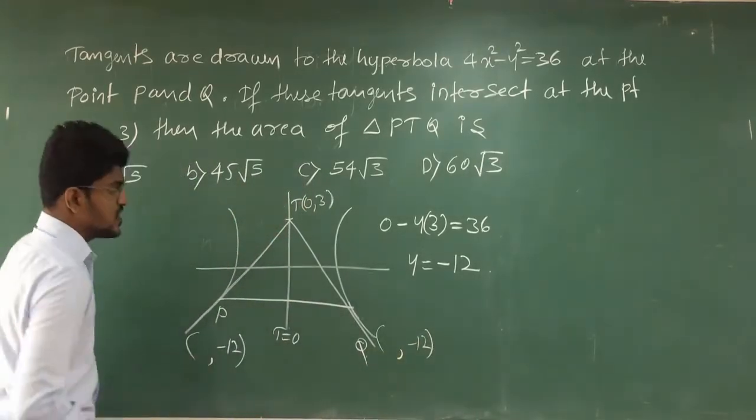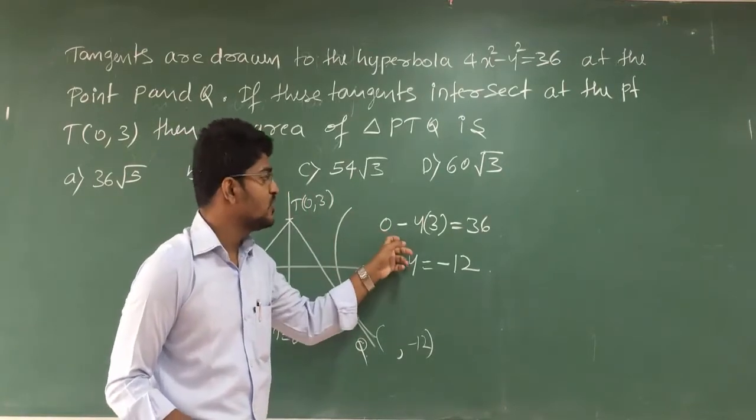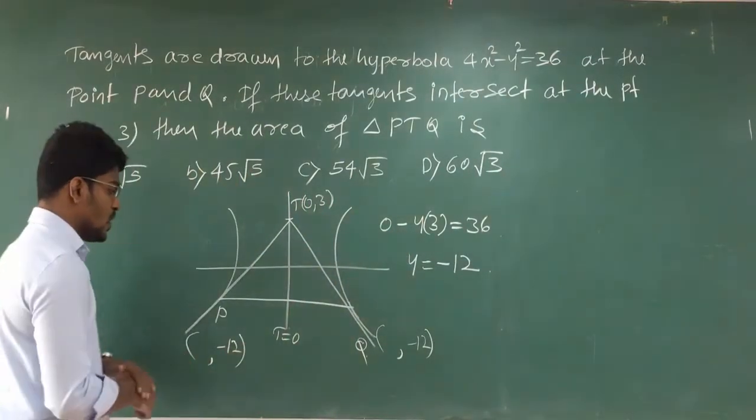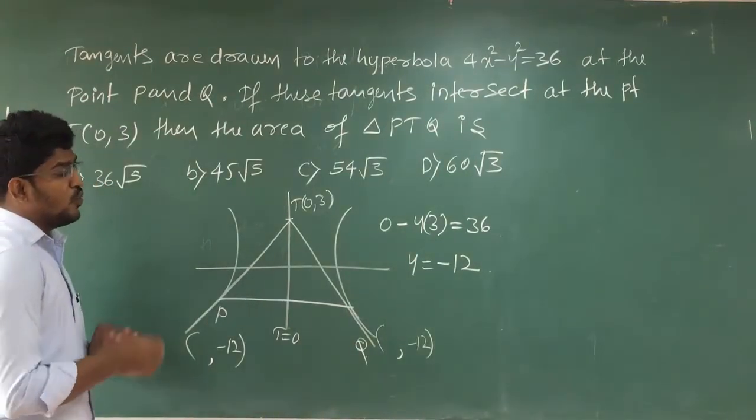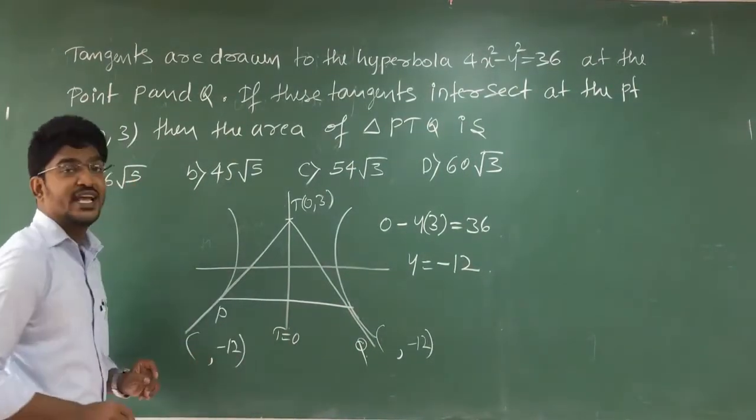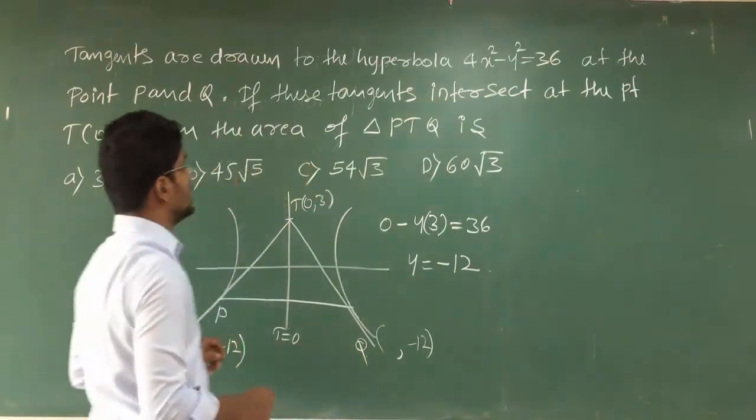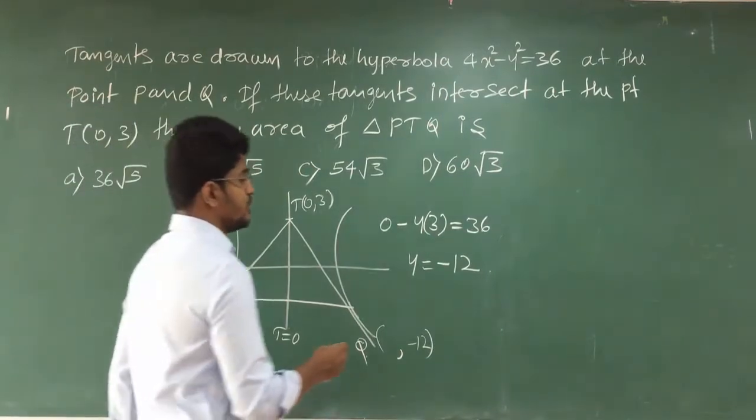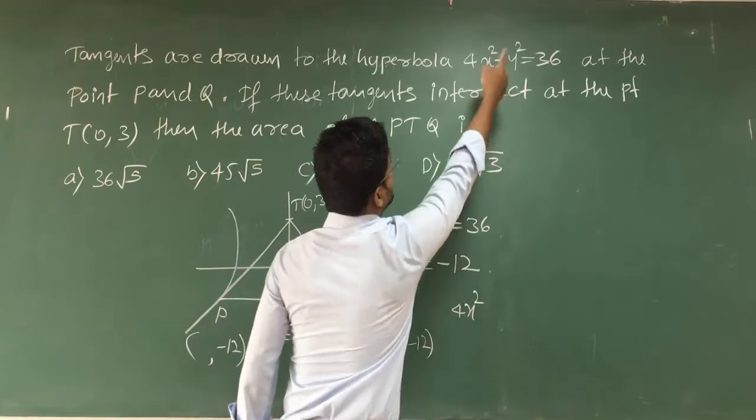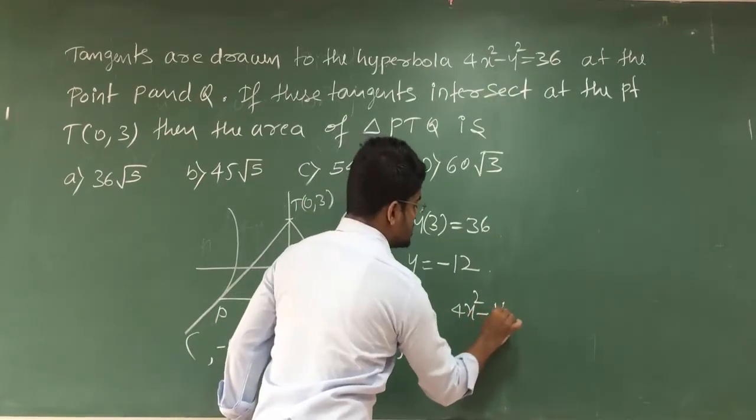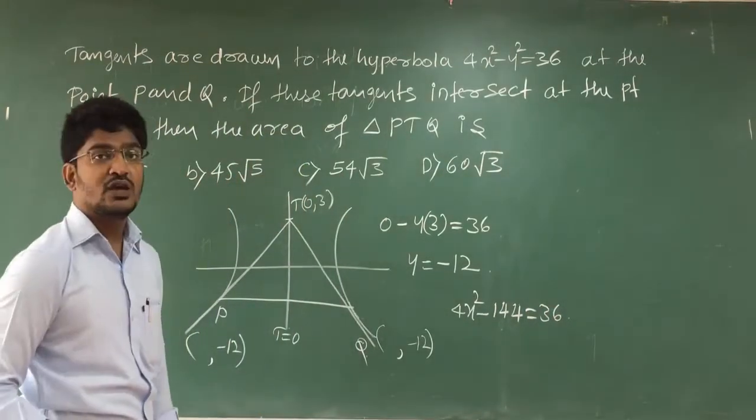Okay. So if you know the equation of hyperbola and if you know the notes of hyperbola, you can understand this. Clear? So now y is minus 12, no problem. Now we shall find the x term for this. How to find the x term? You know y equal to minus 12, so put it there and you can get the x term. So that is 4x square minus 12 square is 144, so that will be minus 144 equal to 36.